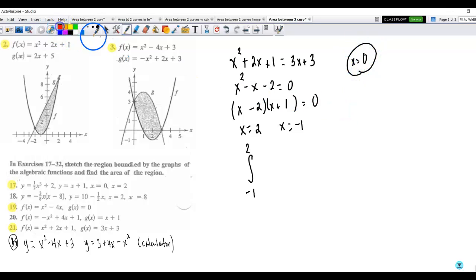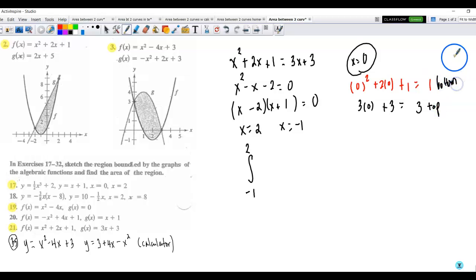So I substitute 0 into the parabola. I have 0 squared plus 2 times 0 plus 1, which equals 1. And then I substitute 0 into the line. That gives me 3 times 0 plus 3, which is 3. So clearly 3 is greater than 1, which means the line is on top and the parabola is on the bottom. That's a real easy way to figure it out, and if you have multiple points of intersection, you can check each region.